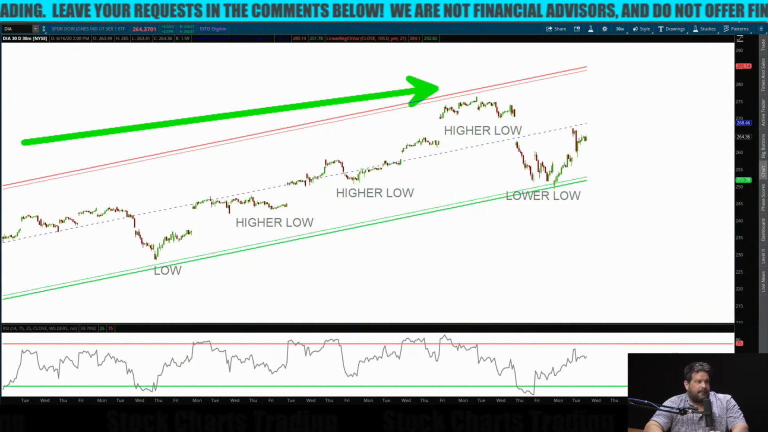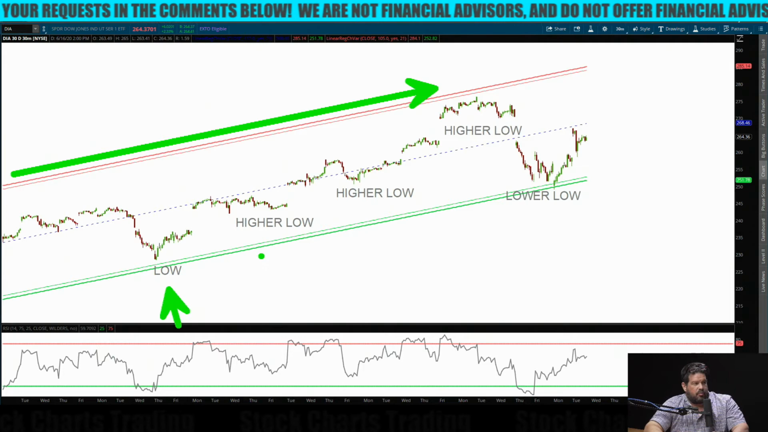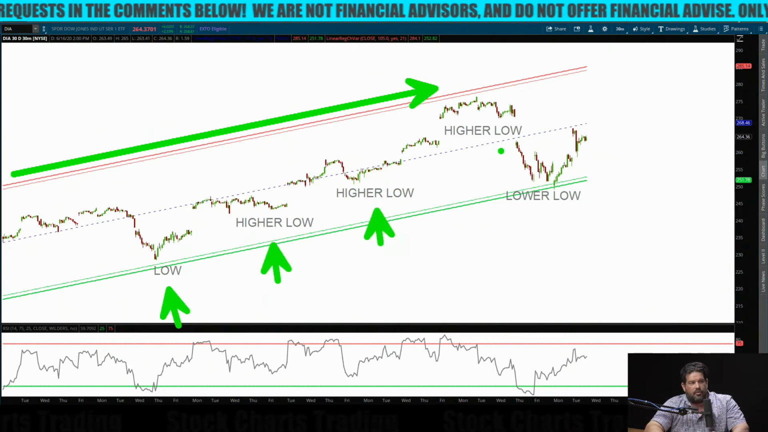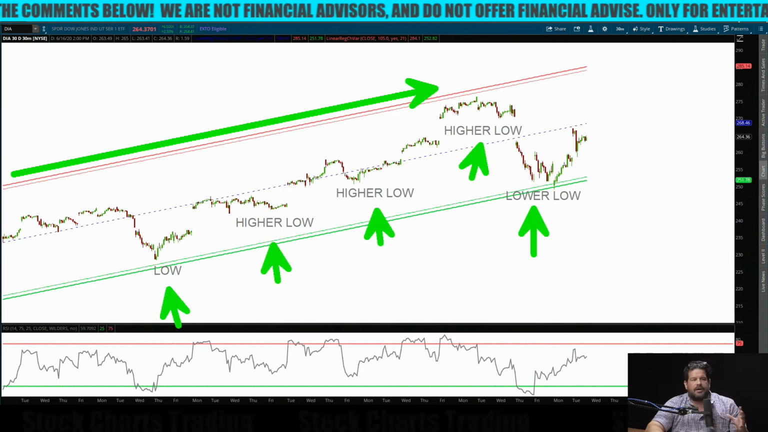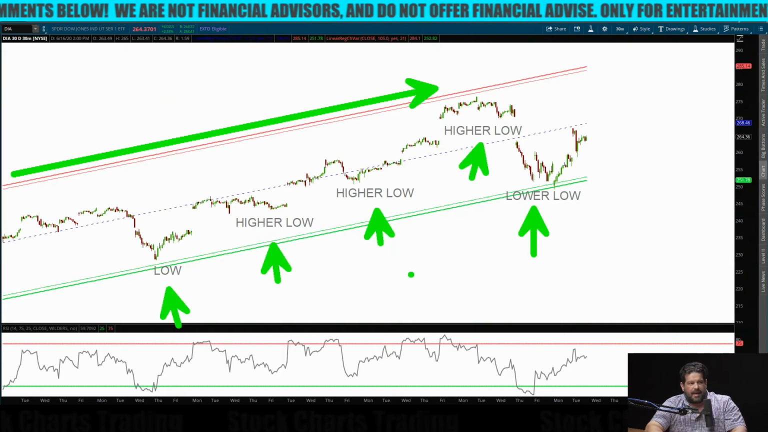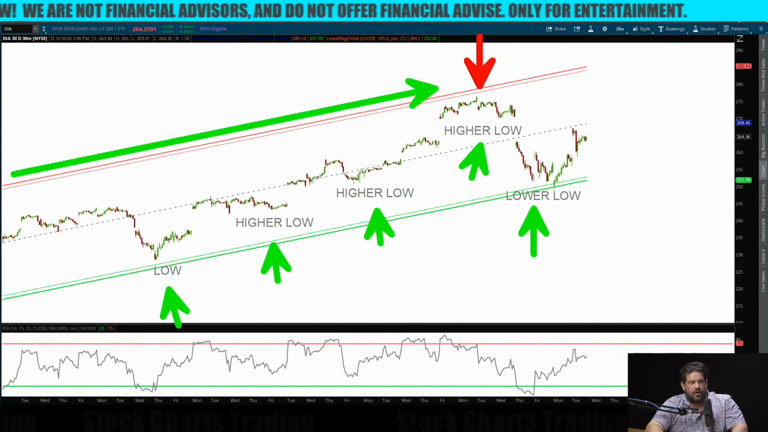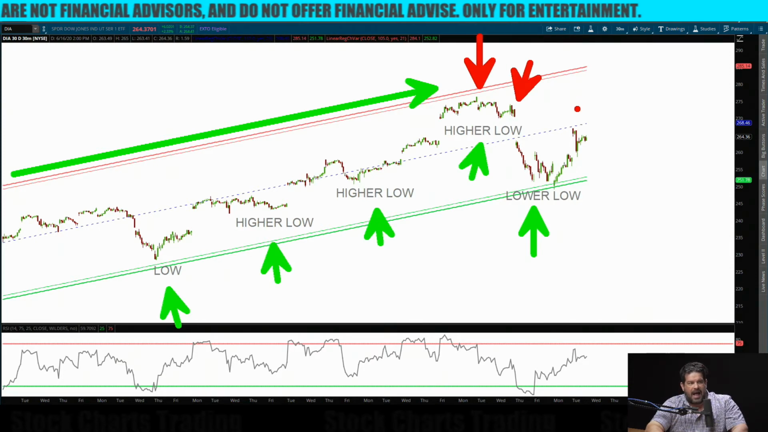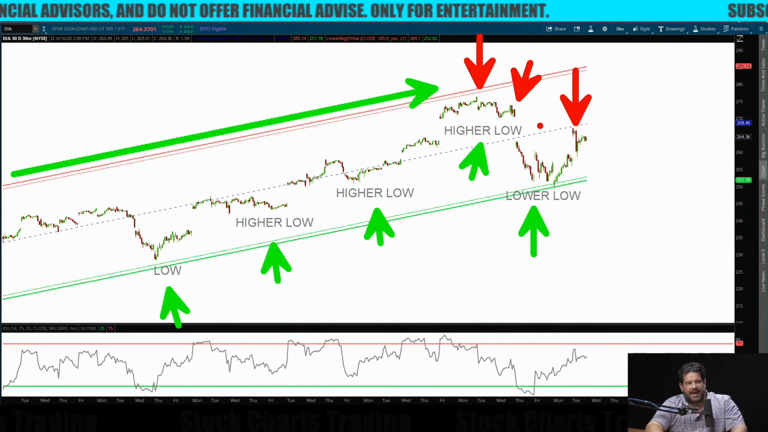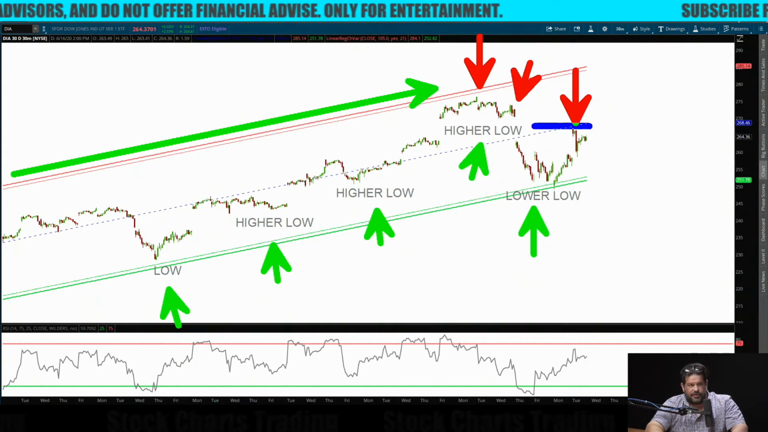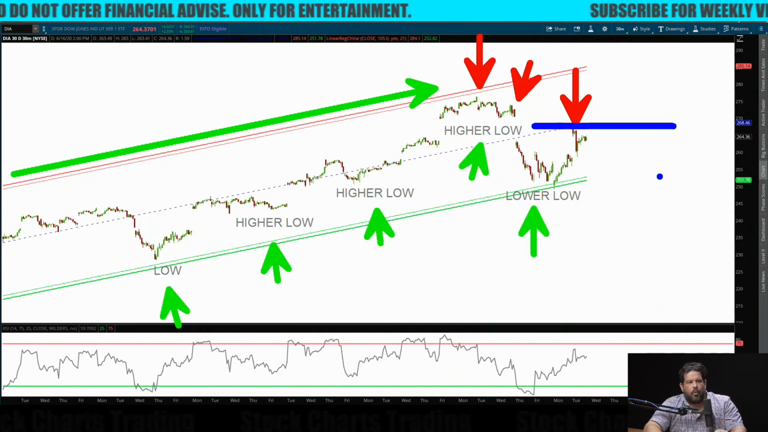We have an uptrend. We're using the LRC, so we have an uptrend. We have a low, we have a higher low, we have a higher low, we have a higher low, and then we have a lower low. Now, we are in an up channel, but my consideration is we have a high here. And so now we have a lower high and we have a lower high. So if price cannot break through this resistance support level, then what is going to happen?